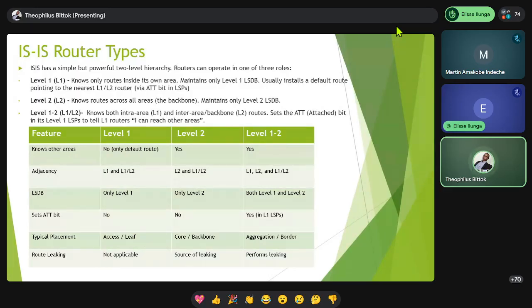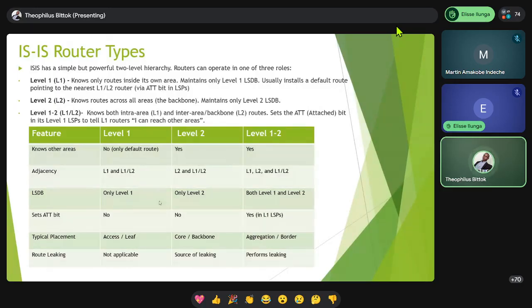When it comes to the formation of adjacency, a level 1 and a level 1 router can form adjacency, that is okay. A level 1 and a level 1-2 router can form adjacency, but you will never find a situation whereby a level 1 router and a level 2 router form an adjacency. No, the adjacency is going to fail. And level 1-2 can also form an adjacency with a level 2.